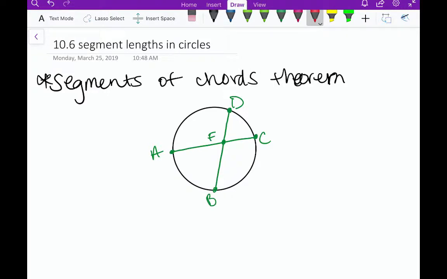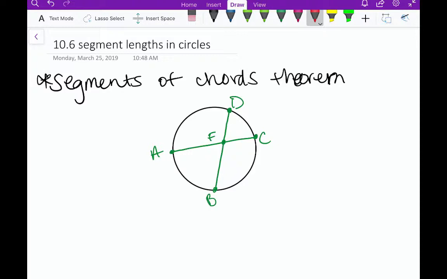This is the video for Geometry 10.6. We're going to be looking at segment lengths and circles. There are 3 theorems here that we're going to study. I did not write out all the words of the theorem, but if you want to grab that from the book, you can, and I'm going to show you what this means in relation to the circle.